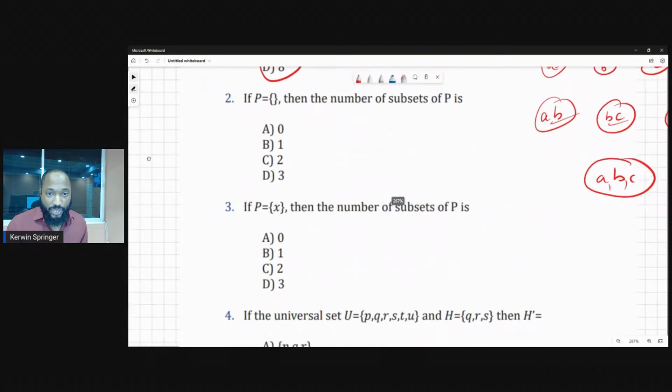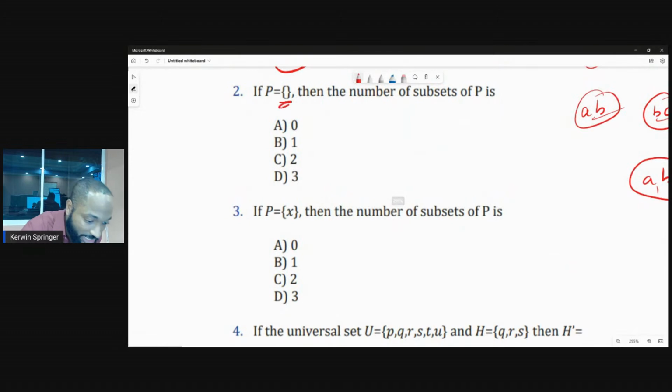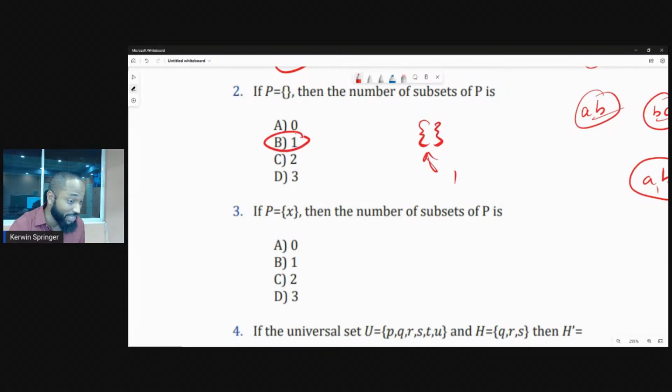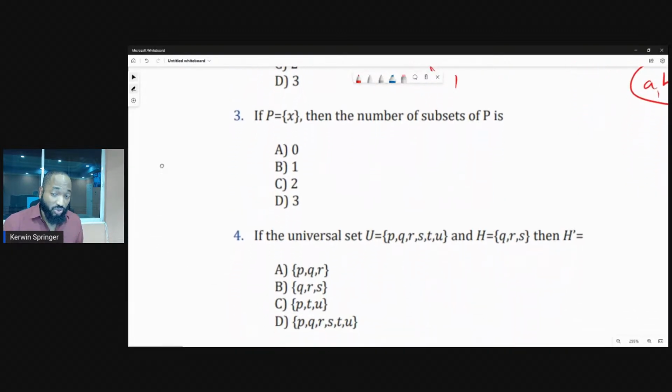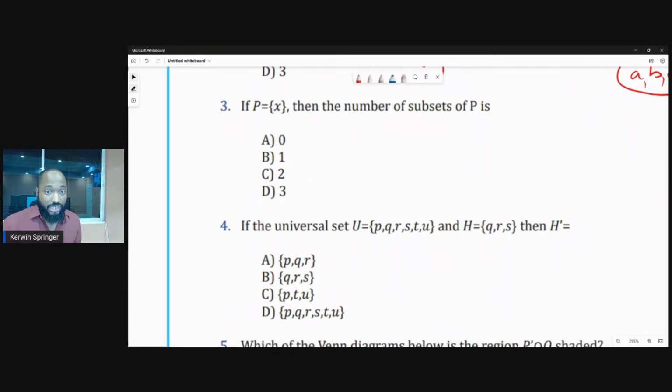Number 2, if P is an empty set, this is a symbol for an empty set, then the number of subsets of P is, so what's the answer for number 2? If you have an empty set, how many different subsets can you get from the empty set? Well, you might think an empty set has no subsets, but there's actually one subset. There's the empty set, which is a subset in itself. So the answer is B, not A. Strange, right? We're going through all the different quirks that can happen with a sets question for CSEC.